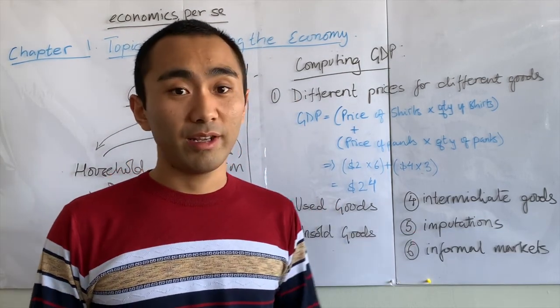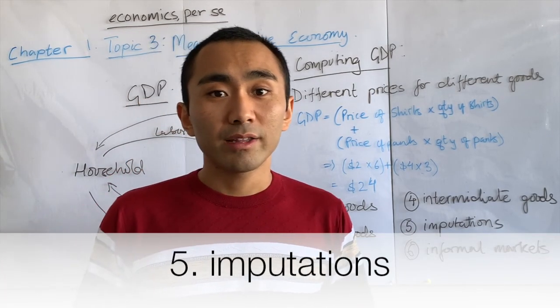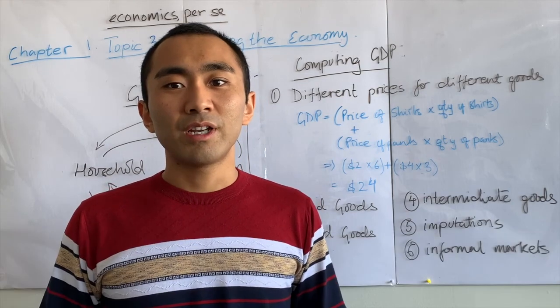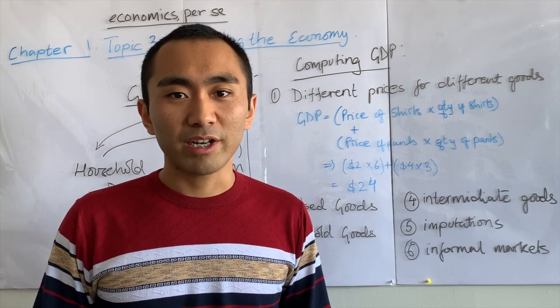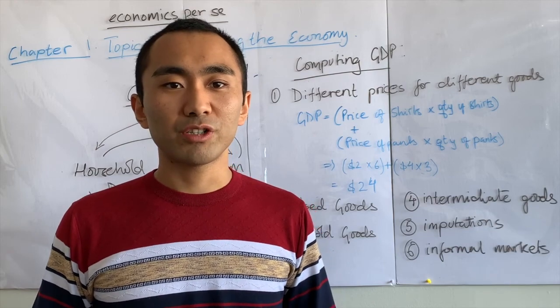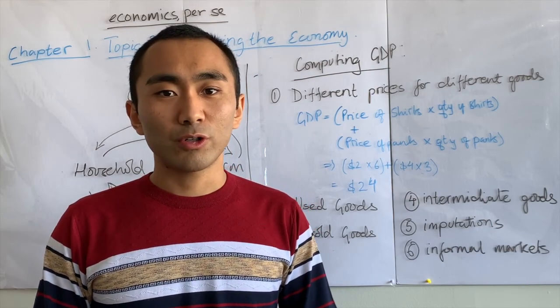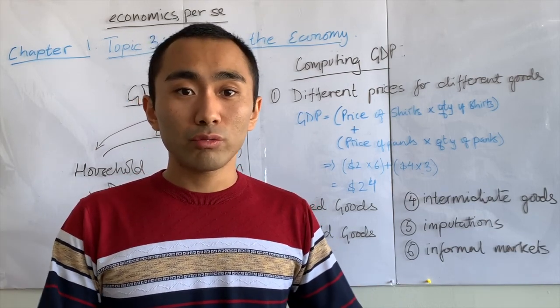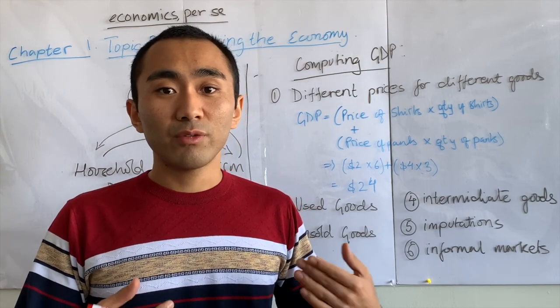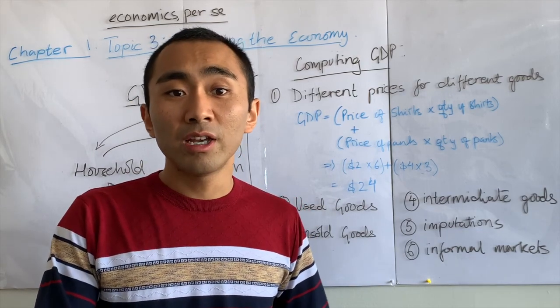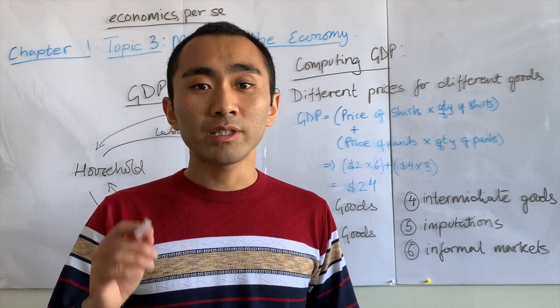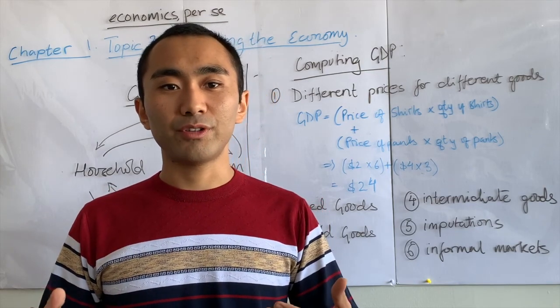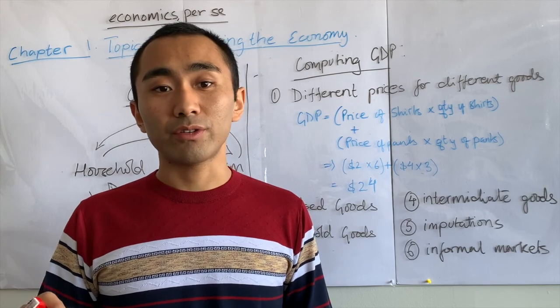The fifth one is regarding imputations. There are some goods and services that do not trade hands in the marketplace, and we use imputations for them. The services of, let's say, government officials are not sold in the marketplace, so they are given a value for their services based on their wages. The national accounts add these services to the GDP based on their wages.